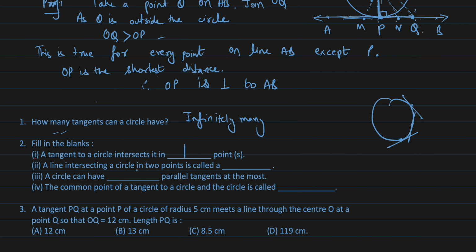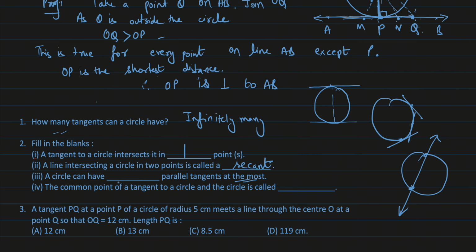A line intersecting a circle in 2 points is called a secant, that we have drawn. If you have a circle, the line that intersects the circle at 2 points is called a secant. A circle can have dash parallel tangents at most. So draw one parallel, and its parallel will go on the opposite side of the diameter, and there will be only one pair. Pair means 2 parallel tangents at most. Okay, so I can say either one pair or 2 parallel tangents.